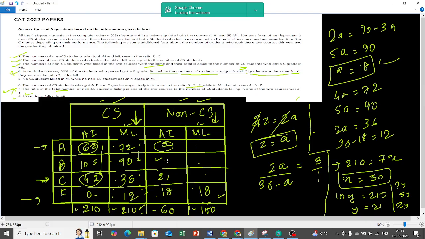Oh, sir. 60 से माइनस 60 कर. Sir, 21. 21. Okay, so good. Now we are just left with 3 values. Let us take this information. While the number of students who got A and C grades were the same for AI, they were in the ratio 3:2 for ML. 3:2 for ML. So समझो ये A है, ये B है, right?